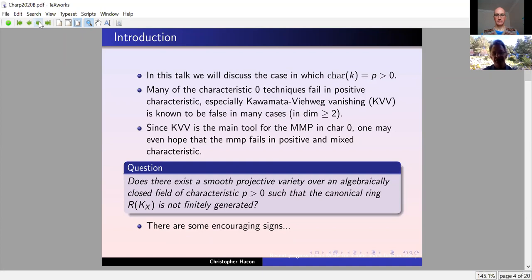And this may lead you to the hope that maybe the minimal model program in positive characteristic fails because everything we know in characteristic zero is based on this vanishing theorem, which no longer holds.